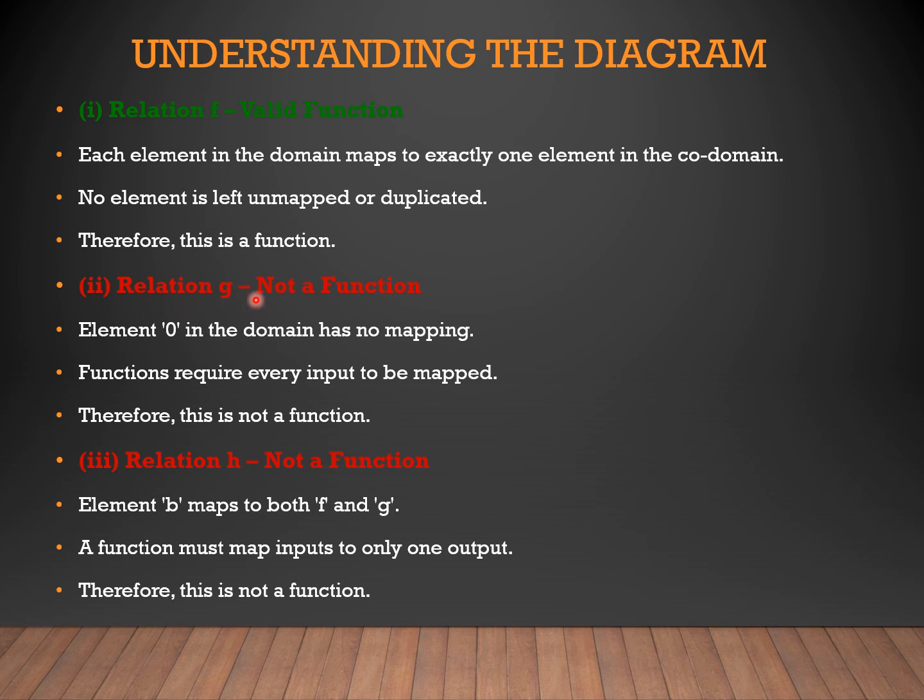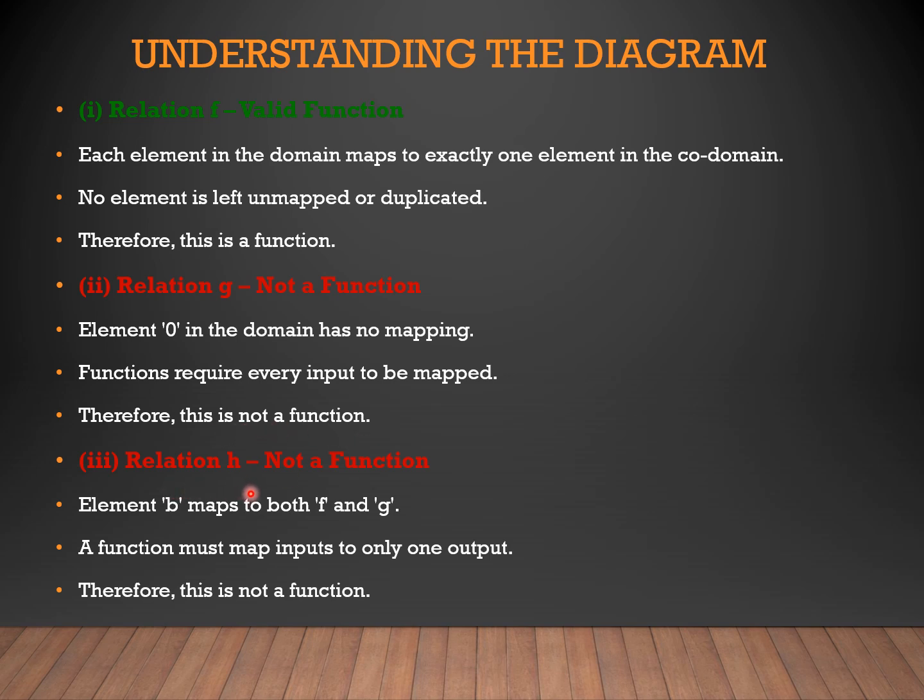Relation G is not a function. Why? Because element 0 in the domain has no mapping. Functions require every input to be mapped. So it means that we don't have to see any element in the domain without an output in the codomain. Therefore, this is not a function.